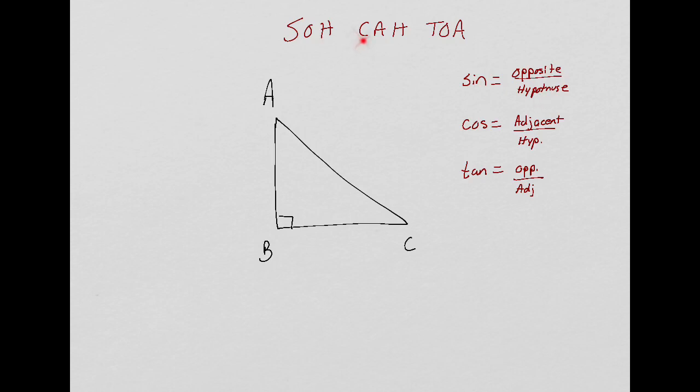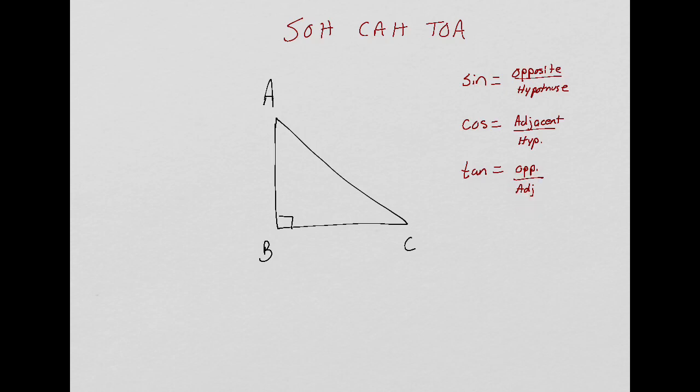The C stands for cosine, and its ratio is adjacent over hypotenuse, and the T stands for tangent. And the tangent ratio is opposite over adjacent.